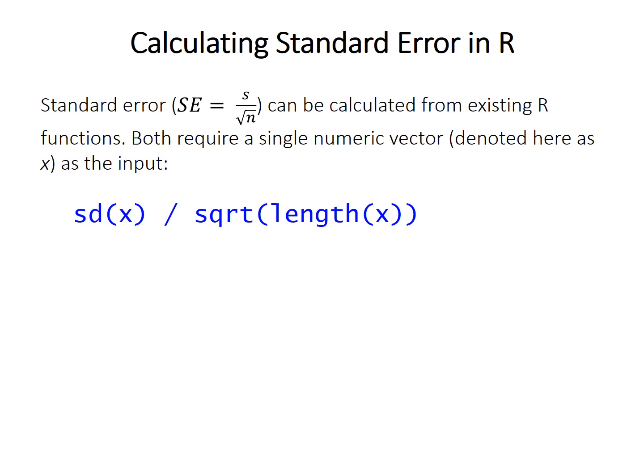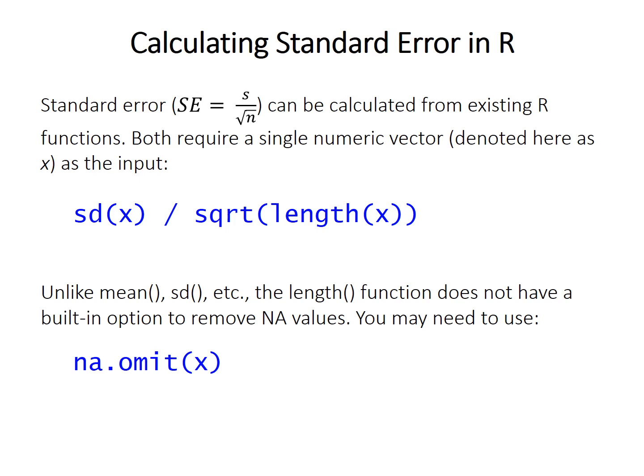There is one complication if your data contains missing values. You've learned that with mean or standard deviation, you can use na.rm to remove the NA values if there is missing data. However, length unfortunately does not have that option. So you will need to use a separate function called na.omit on your numeric vector to remove any NA values. You have to be really careful about this, because if you remove the NAs when you calculate the standard deviation, you also have to make sure to do the same thing with the length. We'll practice this and interpreting confidence intervals more in class as you're working through the programming part of things.